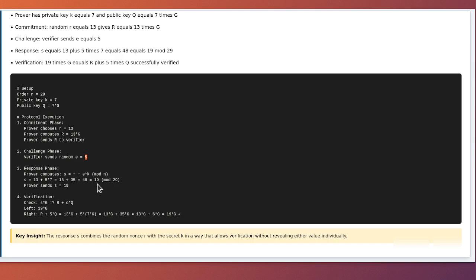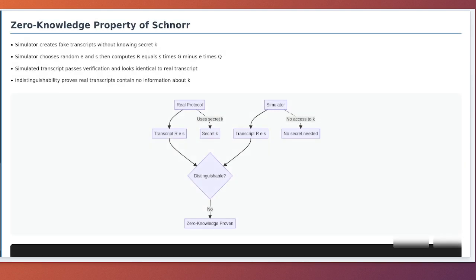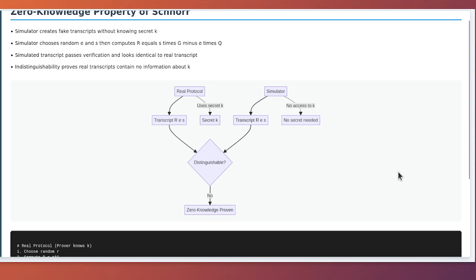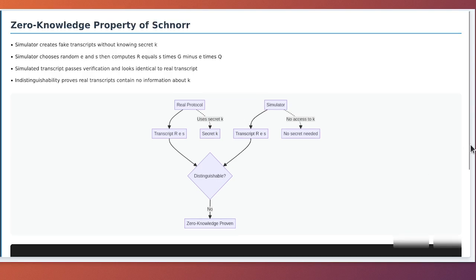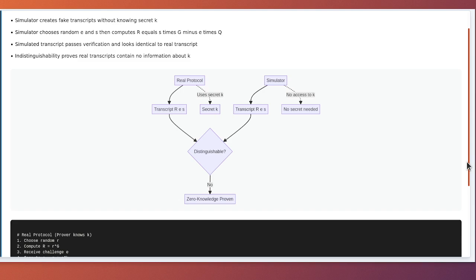In real implementations with 256-bit numbers, the mathematics is identical, but the security is much stronger because the space of possible values is astronomically larger. Zero-knowledge property of Schnorr. Now let's examine why the Schnorr protocol is truly zero-knowledge. The definition of zero-knowledge requires that the verifier learns nothing about the secret K beyond the fact that the prover knows it. To prove this, we use a technique called simulation.